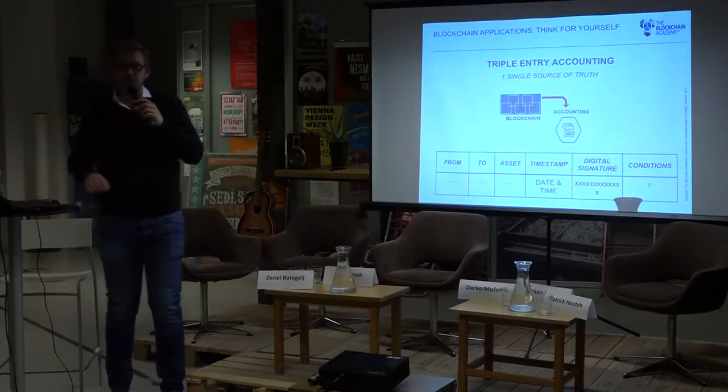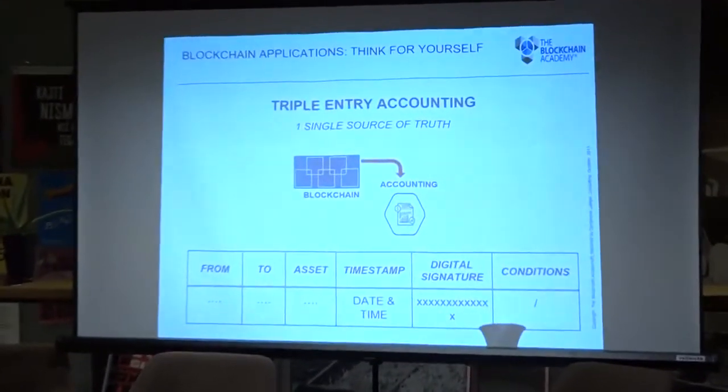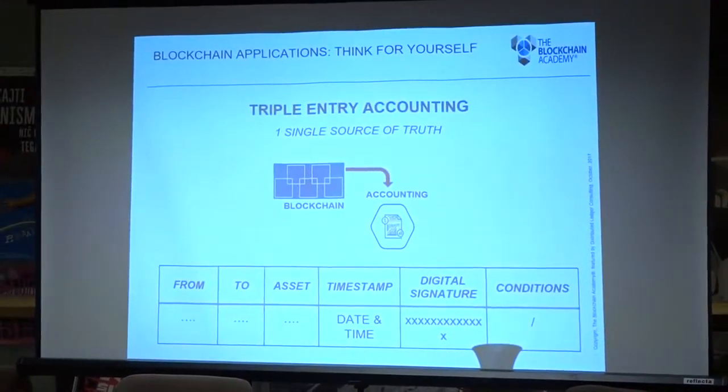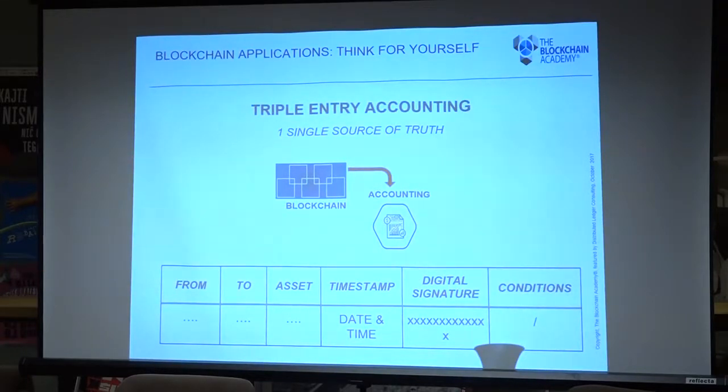You could imagine a completely new concept, which is called triple entry accounting. Because you have one important feature of the blockchain, which is one single source of truth, we could imagine going forward that accounting systems take their truth out of the blockchain. So there is one single input in their double entry accounting, and that input is already audited. Okay? So you have a triple entry accounting system.